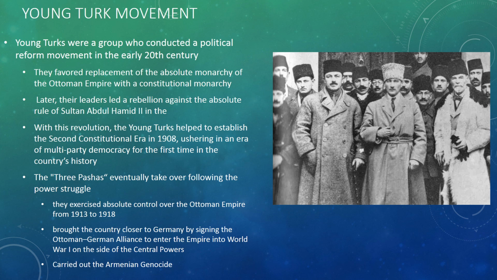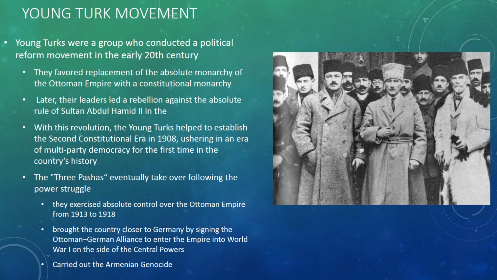Later on, the leaders of this Young Turk group are going to organize a rebellion against the absolute rule of Sultan Abdul Hamid II. And with this revolution, there's a constitution that is drafted, and eventually you have 3 gentlemen that are going to rule after that constitution is written. They are known collectively as the 3 Pashas.